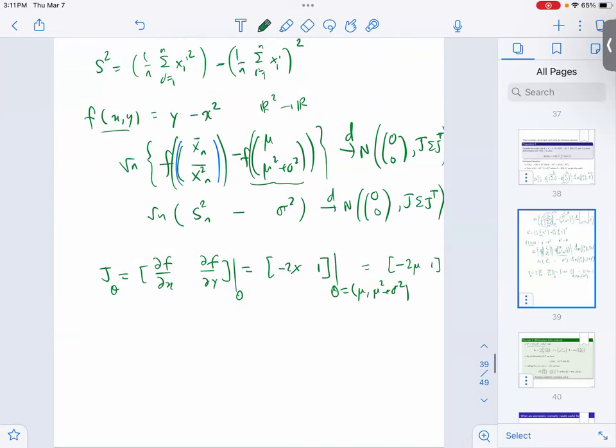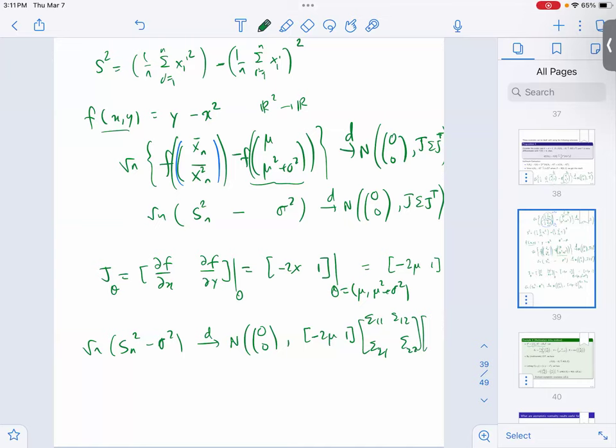Okay, so the end result is root n times (S_n squared minus sigma squared) converges in distribution to a normal with mean zero, and this would be negative 2 mu, 1. There is this covariance matrix that you have to calculate, but this comes from the CLT. And then the transpose of this, which is that. So what is this covariance matrix?